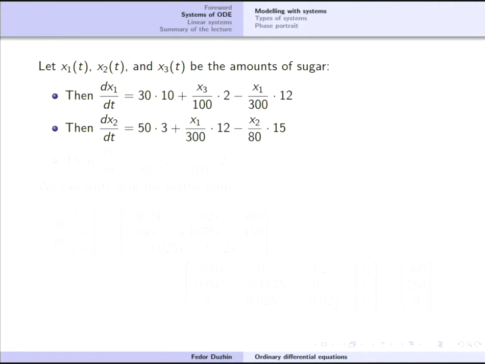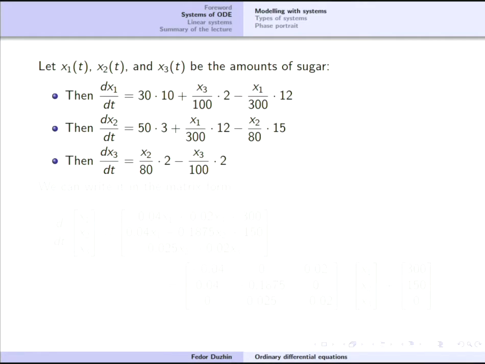So then if we look at the second tank, then again there is some sugar coming in from the outside. There is some sugar coming in from the first tank. Yeah, and there is some sugar going out to just the outside, and there is some sugar going from the second tank to the third tank, but it doesn't matter, of course. I mean, it just leaves the tank, so we combine them together and put the minus sign. And for the third tank, there is sugar coming from the second tank. Yeah, and there is sugar going to the first tank.